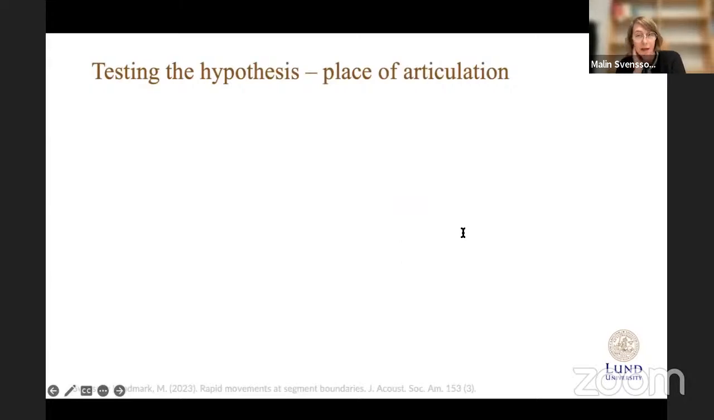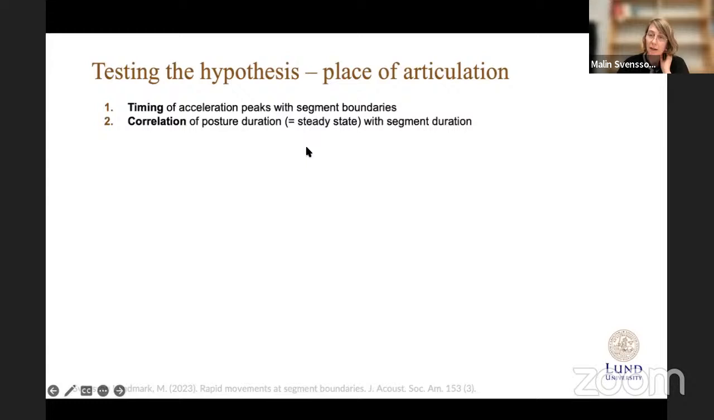So what I've been doing lately is to test this hypothesis under different constraints. So far, I've been using mainly two simple ways of measuring articulation and acoustics, which is either to investigate the timing of the acceleration peak to the segment boundary, or I look at how well the whole steady state of the articulator and the duration of the segment correlate. So I'm going to show you some results. First is the timing, results on timing and place of articulation.